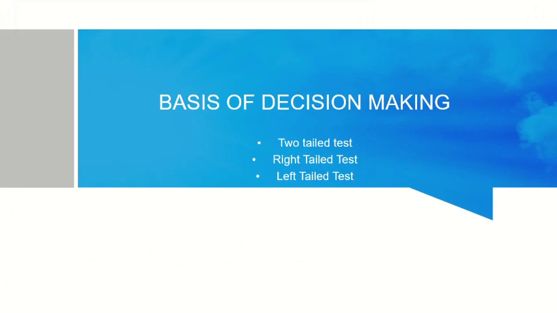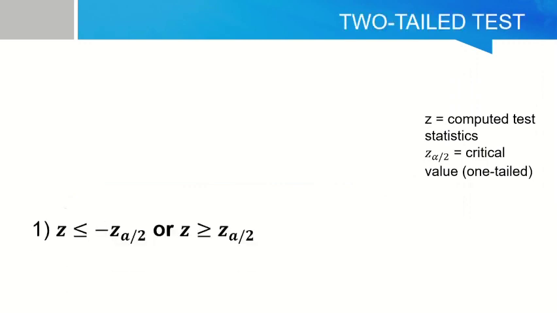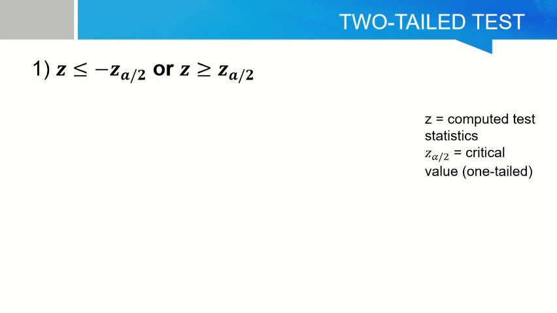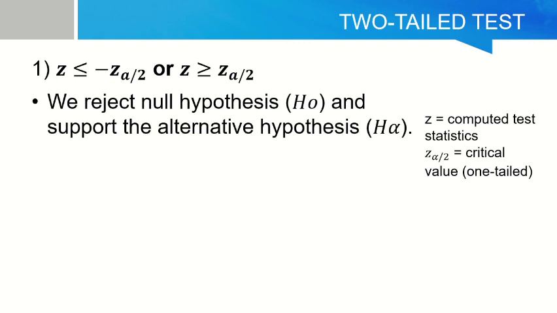Now, we have the basis of decision making: either two-tailed, right-tailed, or left-tailed test. Now, your two-tailed test, kapag ang computed test statistic nyo ay greater than or equal to the critical value, or less than or equal to the negative critical value, or your z is greater than or equal to your z alpha over 2, we are going to reject the null hypothesis and support the alternative hypothesis.